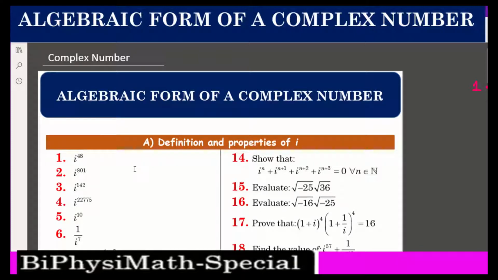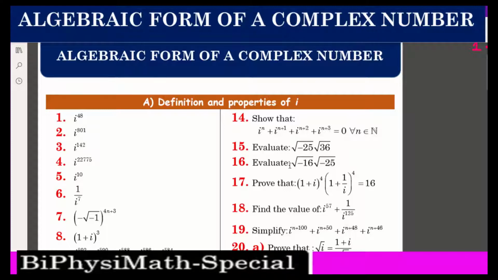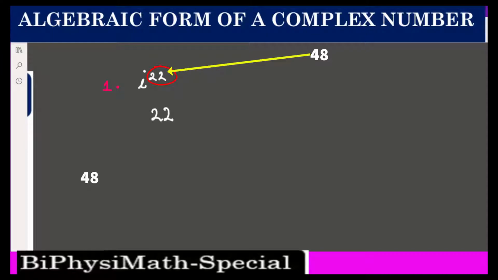Now we are going to simplify this: i to the power 48. To simplify, you divide this exponent by 4. You find 12.